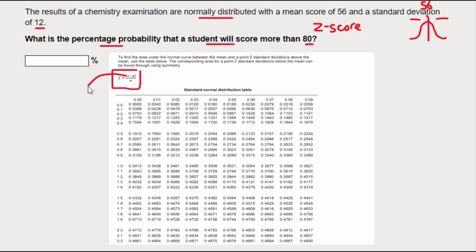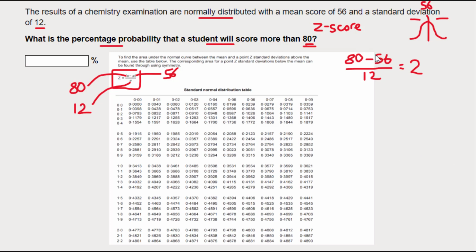The x is the number that we are working with here. That's 80. That's our probability that we're trying to find. That symbol there means the mean. So that's 56. And the symbol on the bottom, that's the standard deviation. And here, that's 12. So our formula is 80 minus 56 divided by 12. And that comes out at 2.